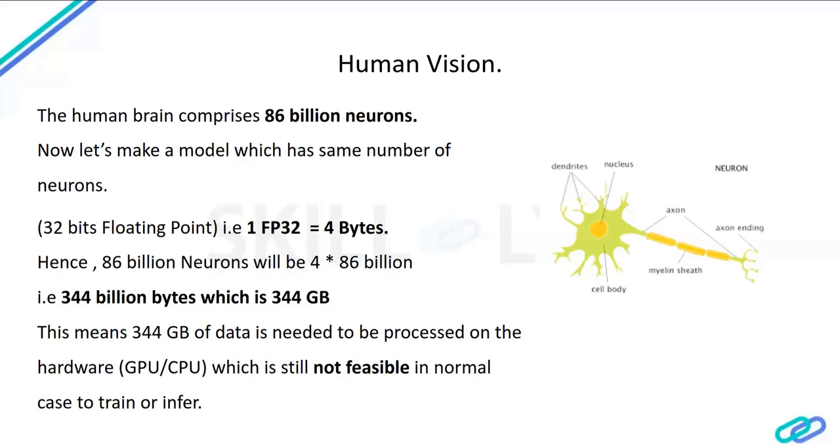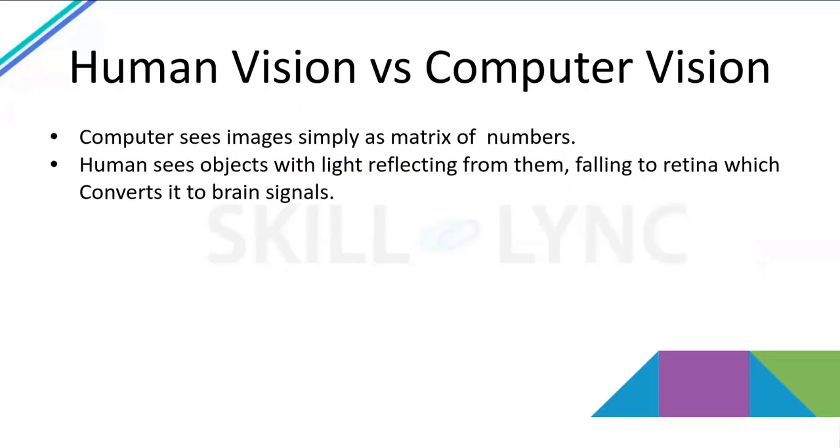GPT has 175 billion parameters, but it's not for everyone. No one can run it on their smartphones or computers. They need dedicated servers to run that, right? So the point is, it's still computationally not feasible. We have the power, but we don't have enough computational power yet. Let's see what the differences are between human vision and computer vision.